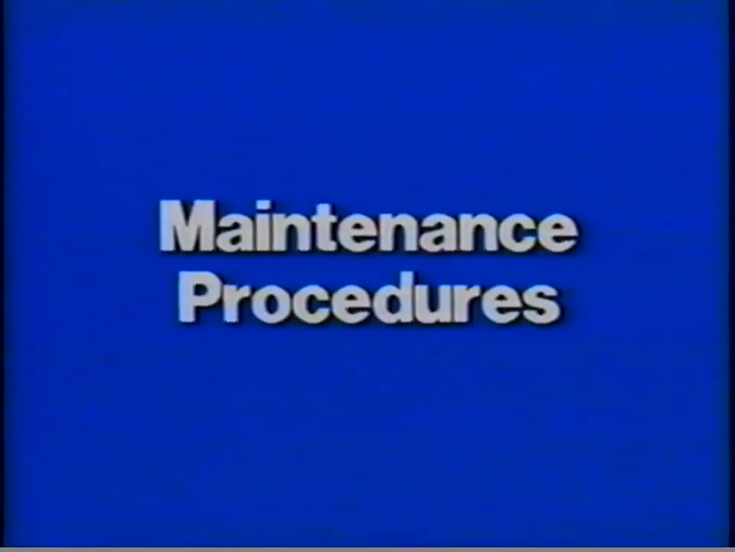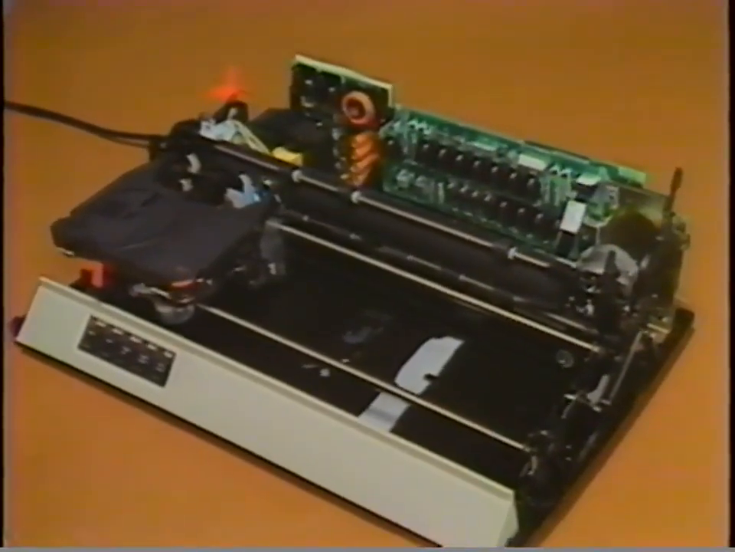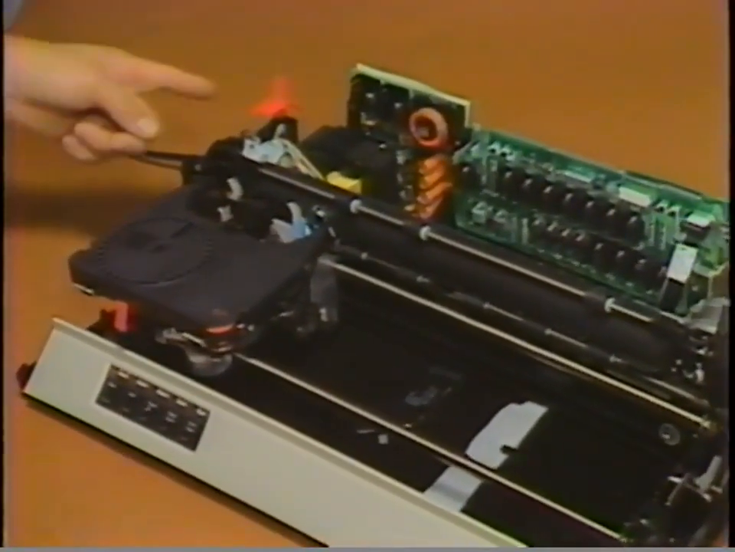Now stop the videotape and return to your workbook. When removing or replacing any FRUs, always turn the power switch off and disconnect the line cord. Let's start by learning how to remove the carrier, the selection plate, and the homing flag.